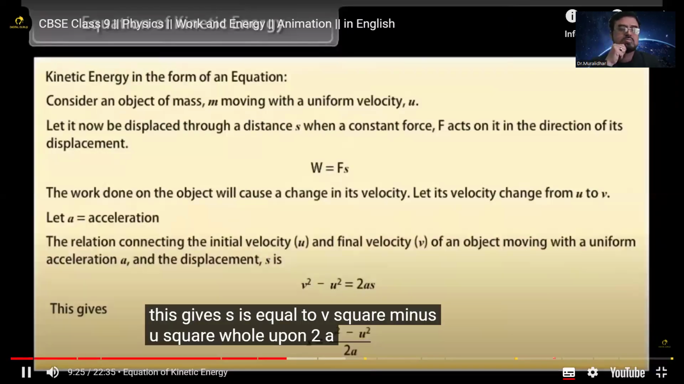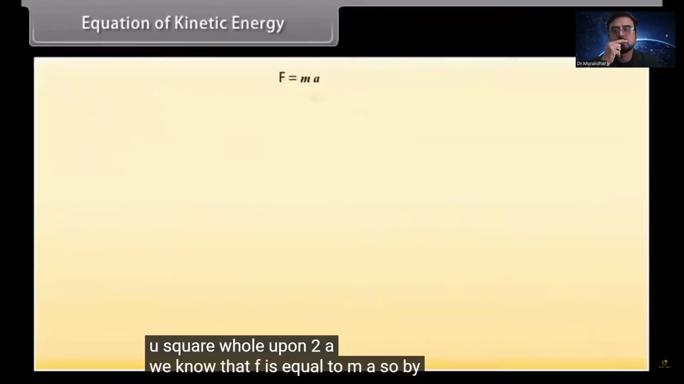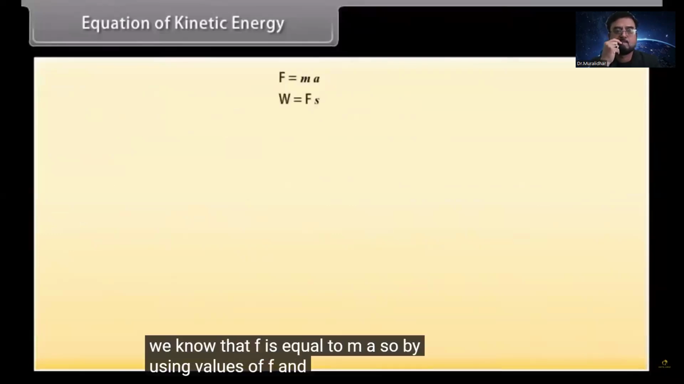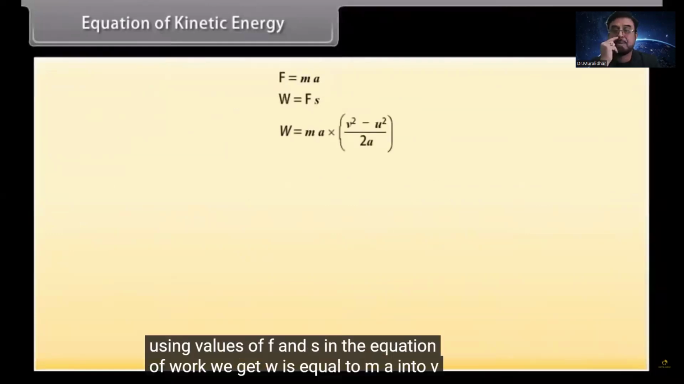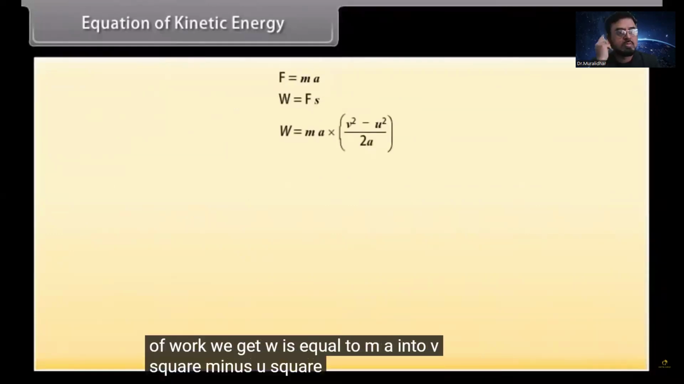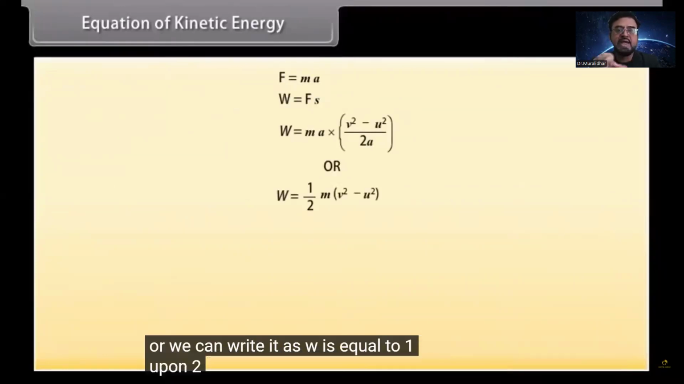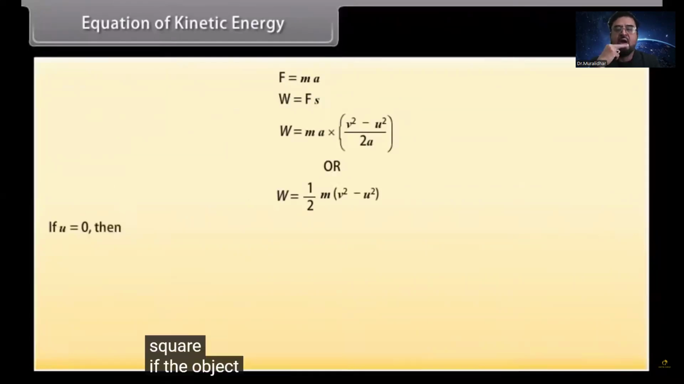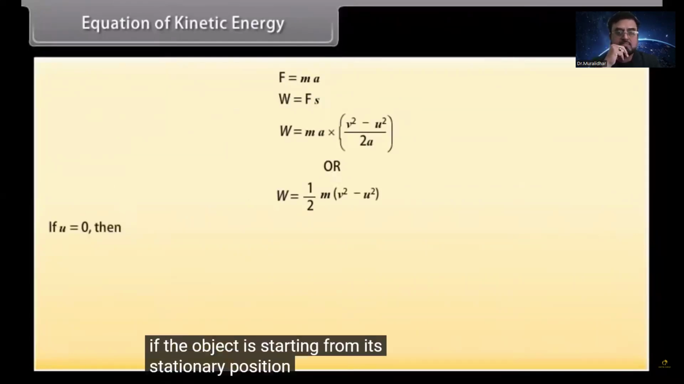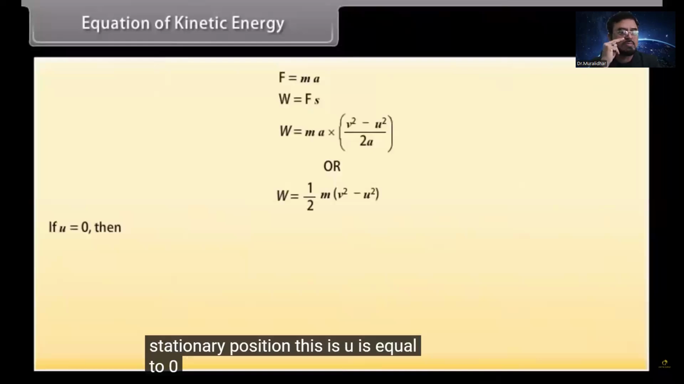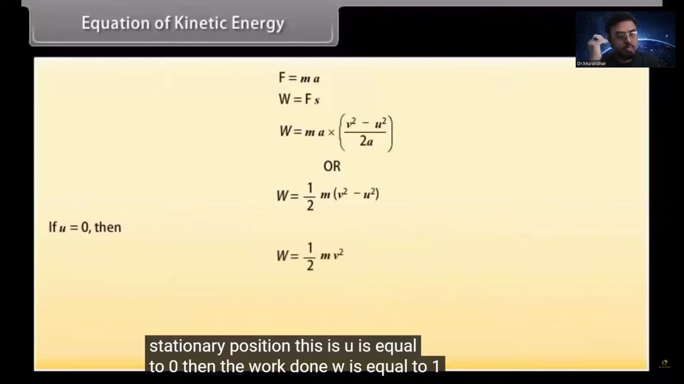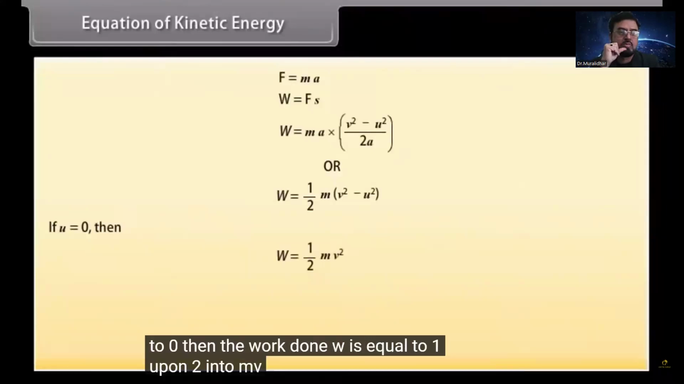We know that F is equal to ma, so by using values of F and s in the equation of work, we get W is equal to ma into v square minus u square whole upon 2a. Or we can write it as W is equal to 1 upon 2 into m into v square minus u square. If the object is starting from its stationary position, that is u is equal to 0, then the work done W is equal to 1 upon 2 into mv square.